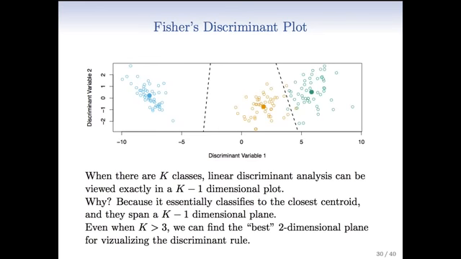And when we have more than 3 classes, we can still find 2-dimensional plots. But in that case, the 2-dimensional plot doesn't capture all the information, but we can find a best 2-dimensional plot for visualizing the discriminant rule. And that's another important reason why linear discriminant analysis is very popular for multi-class classification.